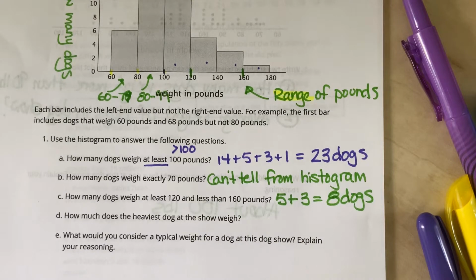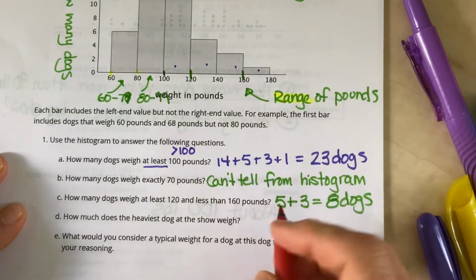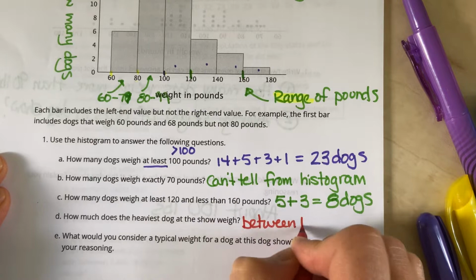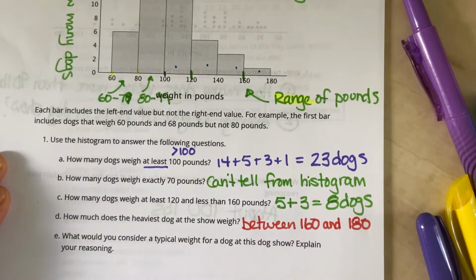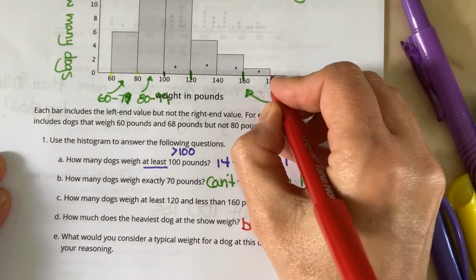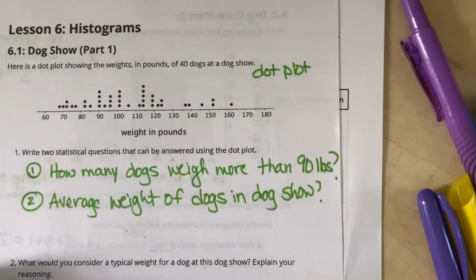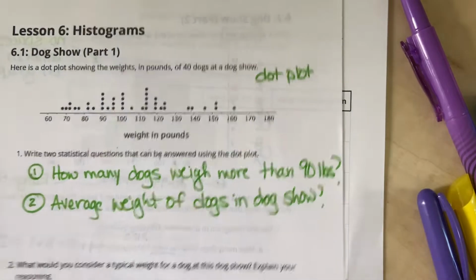Okay. How much does the heaviest dog weigh in the dog show? Okay, so with my histogram, it's going to be between 160 and 180. 160, I don't know exactly, okay? Or 179. Pretend I didn't say 180. 179. I forgot that 180 would start the next one. On my dot plot, sure, I could go back and say the heaviest dog would look like it'd be 165, 162-ish, okay?